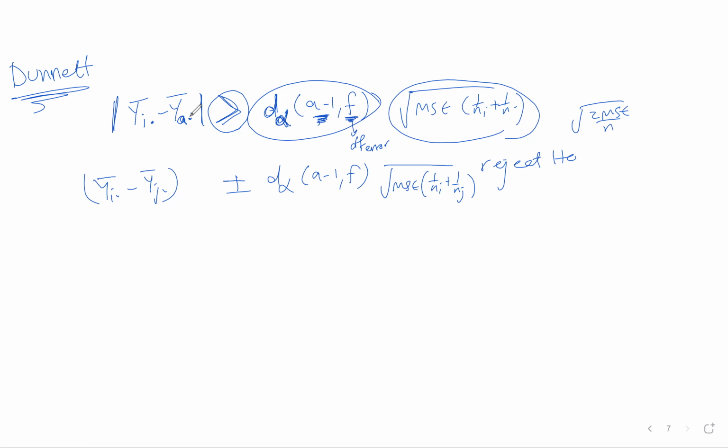And I need to change what else? 1 divided by Ni plus 1 divided by Na. If Ni and Na are the same, this part will be the square root of 2 MSE divided by n. Because Dunnett is used when I compare all the treatments to a control. So I need to change J to be A, assuming A is the control group.